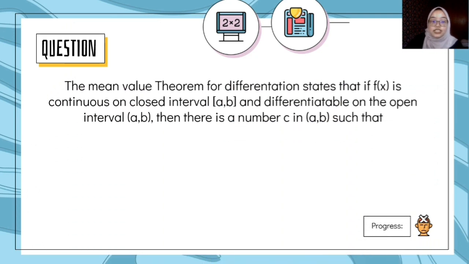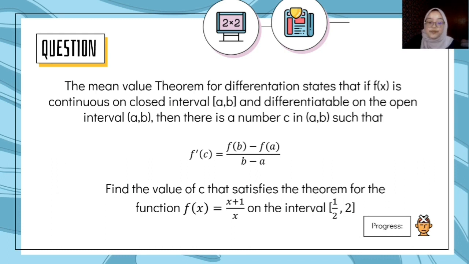So, the question for the mean value theorem is, the mean value theorem for differentiation states that if f(x) is continuous on closed interval [a, b] and differentiable on the open interval (a, b), then there is a number c in (a, b) such that, this is the formula, f prime c equal to f(b) minus f(a) over b minus a. So the question is, find the value of c that satisfies the theorem for the function f(x) equal to x plus 1 over x on the interval [1/2, 2].